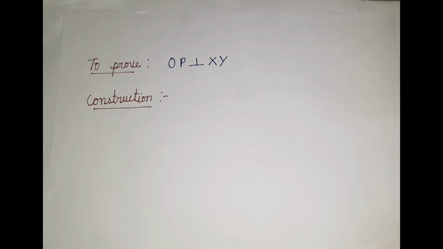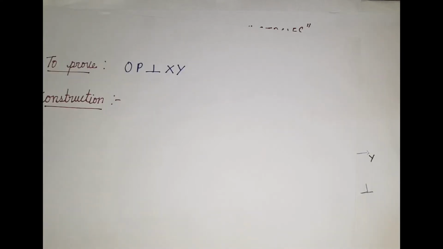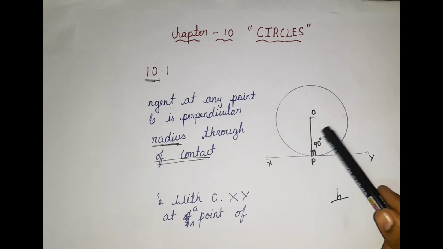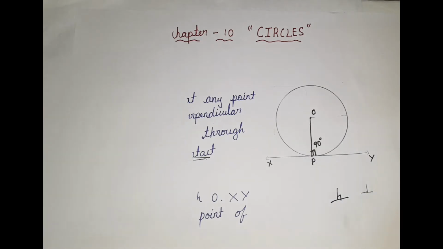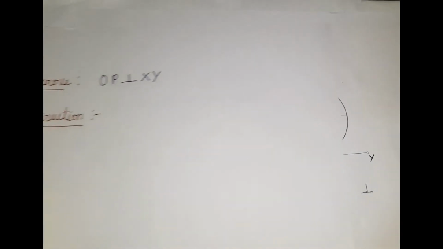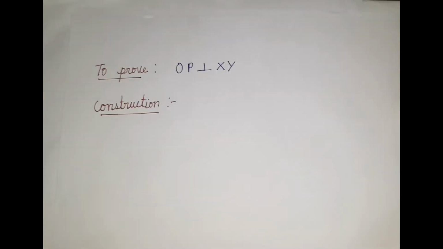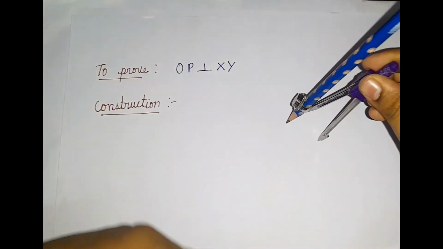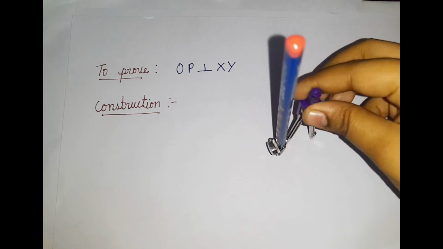Okay, so first of all, I'm going to be doing the same circle, that is this circle. I'm going to be drawing the same circle on another page. Then only it will be easy for you guys. So now let me just do that. Let me draw a circle. So there is a circle.